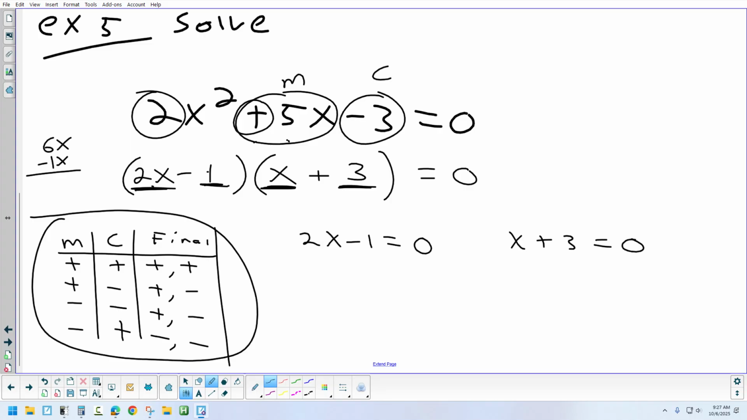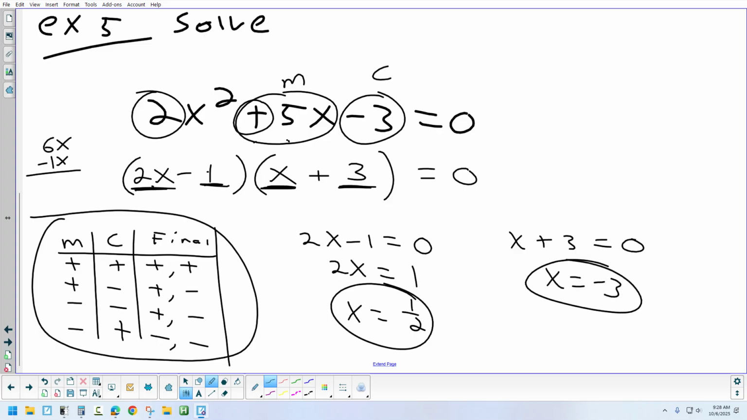And now that's where it connects back to what we did before. We've got two linear equations. So you get 2x equals 1, or from the first answer, we're going to end up with x equals 1/2. Yep. And the second answer, that's just one step. We get x equals -3. So if a problem factors, then factoring is generally pretty quick.